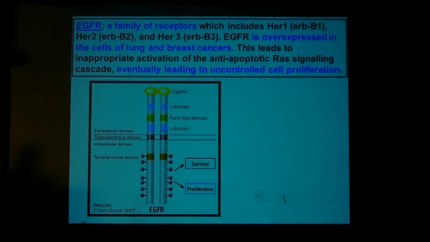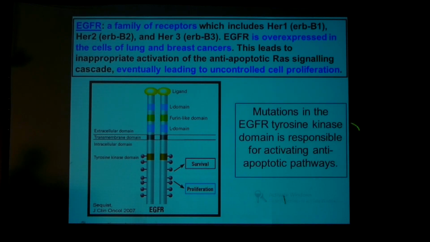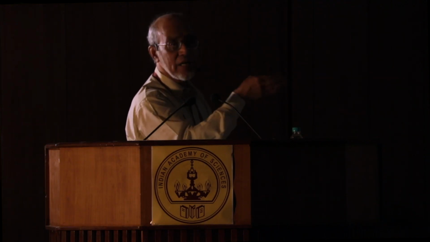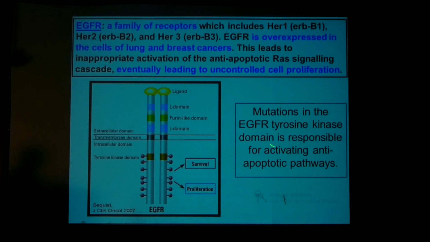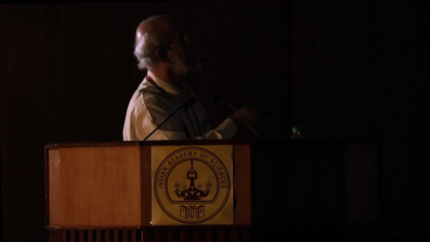EGFR is one of those signaling molecules, and if there are mutations in EGFR, the cell will forget to die and a tumor will form. There are specific domains that are responsible for activating anti-apoptotic pathways. You do not want anti-apoptotic pathways to be activated. You want apoptotic pathways to be activated so that the cell is born and dies a natural death. But if mutations are there in a specific domain of this protein, it will activate anti-apoptotic pathways, the cell will not die a natural death, and therefore tumors will appear.